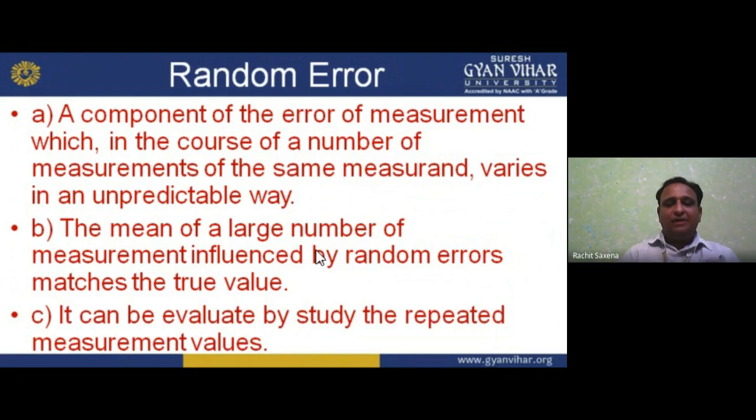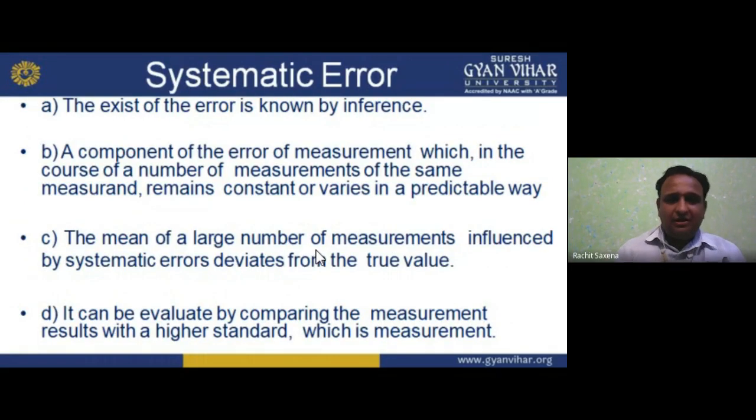It can be evaluated by studying the repeated measurement values. After this, we have the systematic error. The existence of the error is known by inference. It is a component of the error of measurement which, in the course of a number of measurements of the same measurand, remains constant or varies in a predictable way.